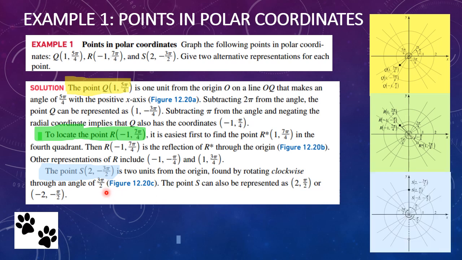The point S, (2, -3π/2), this is a π and a half, and it's negative, so we're going to go in the reverse direction, and so we end up at basically the 90-degree angle, or π/2. Again, because it's negative, we go clockwise, and again, you should hopefully remember this from trig, or should go back and do a little review of trig and polar coordinates. The point can also be represented as (2, π/2), that's just adding 2π to it, or (-2, -π/2), which is subtracting π and changing the sign of the radial coordinate.